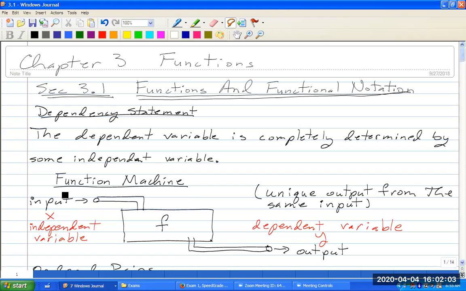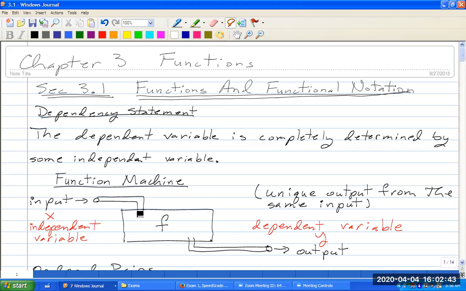Next concept of a function is the function machine. So in the function machine, you have some input, and then the function machine does something, and it gives a unique output. And so the input here is called X, the independent variable, and the output here is denoted usually by Y. It is the dependent variable. You have a unique output for the same input. So you can think of this as being like a candy machine or something.